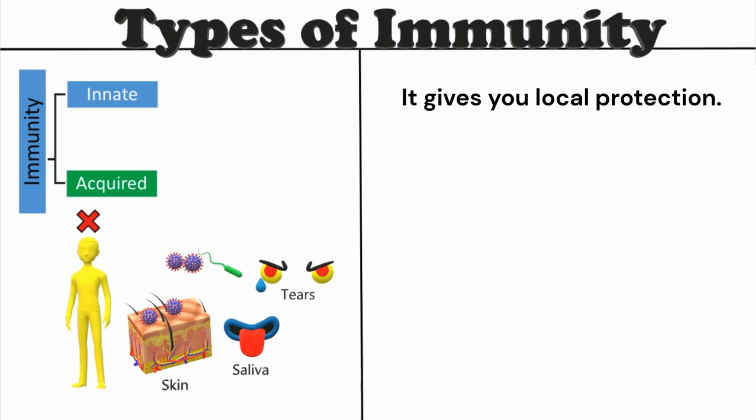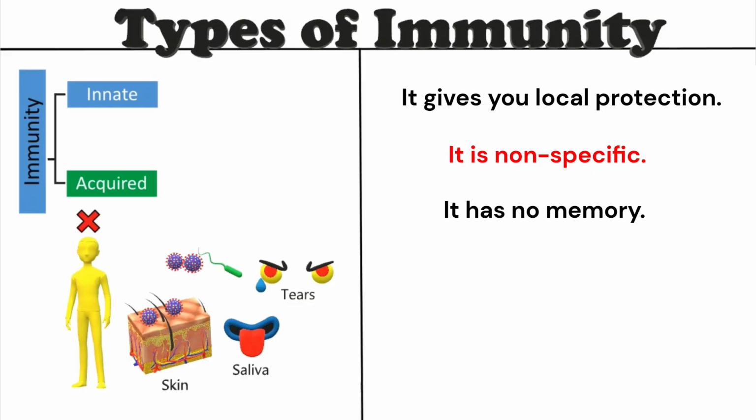Innate immunity generally gives you local protection. This means saliva protects the oral cavity but fails to protect your eyes. This type of immunity is general or non-specific. It can block any germ like viruses, fungi, or bacteria. This immunity is active right from birth. But it has no memory. That means it cannot recognize a pathogen that previously infected you.